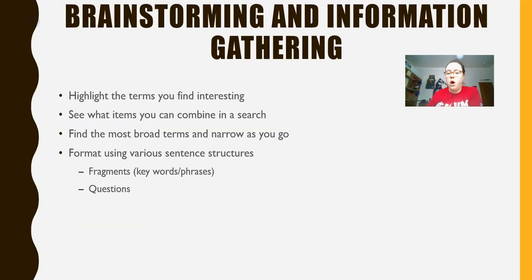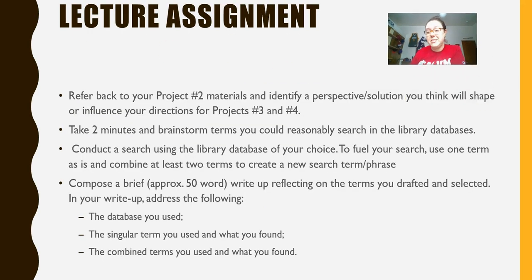So let's return now to the lecture assignment and talk about the specifics of that. So I'd like you to refer back to your Project 2 materials and identify a perspective or a solution you think will shape or influence your directions for Projects 3 and 4. So again, if there was a certain idea or concept or solution or approach that you found yourself gravitating toward, or perhaps agreeing with more in your synthesis, this might indicate a possible direction that you can take for Project 4, and that of course will inform the sources you gather in Project 3.